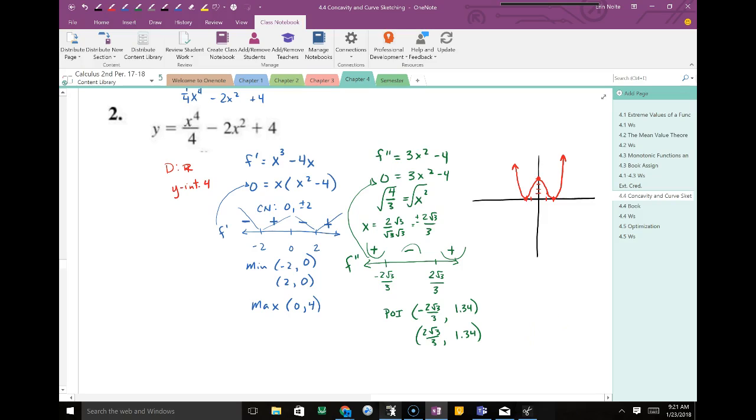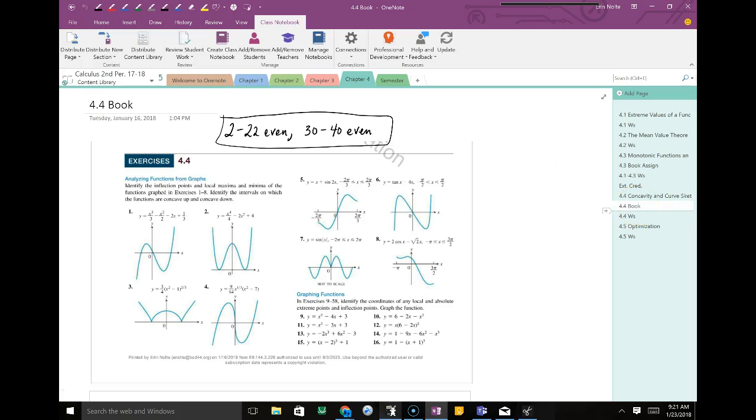All right. Do you guys want me to do another example of this? Okay. So your homework. I put this in. I have 2 through 22 evens, but what I want you to do is 2 through 22 to be your homework, and then if you want to do 3 through 40, I would give you extra credit for those 5 problems.